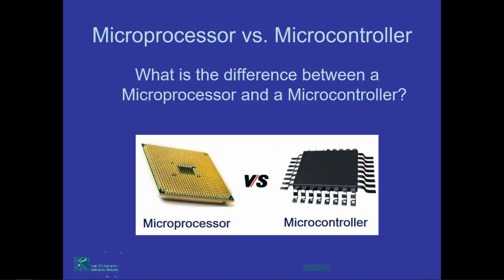So next we have microprocessor versus microcontroller. What is the difference between a microprocessor and a microcontroller? The picture you see here shows both of them. This is your microprocessor and this is your microcontroller. The difference between these two cannot be simply distinguished by just looking at them. Both ICs are available in numerous types of packages, starting from 6 pins to a large number of pins, and that depends upon its features.